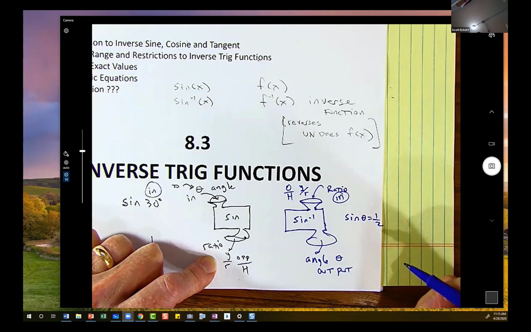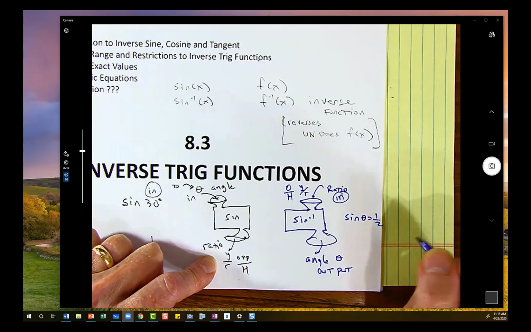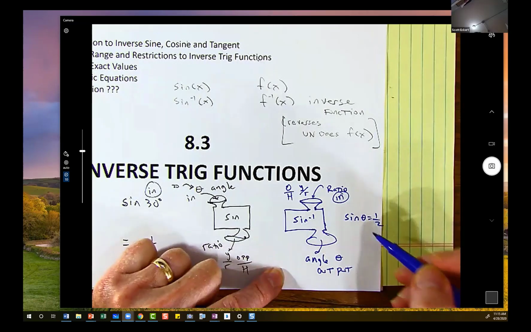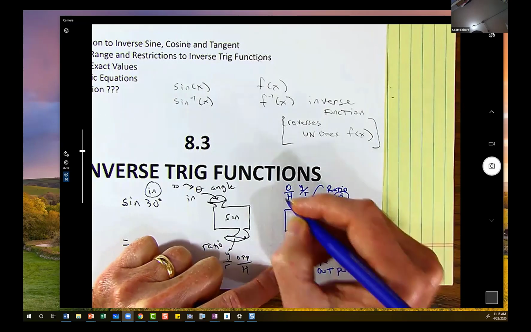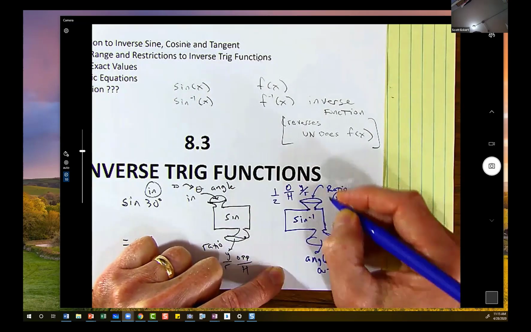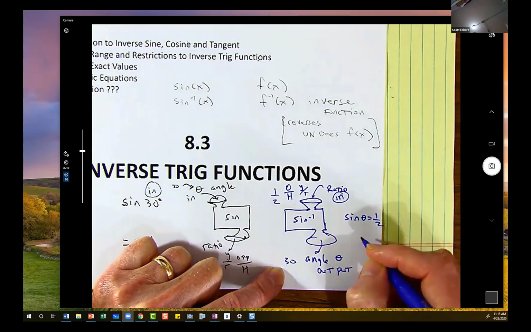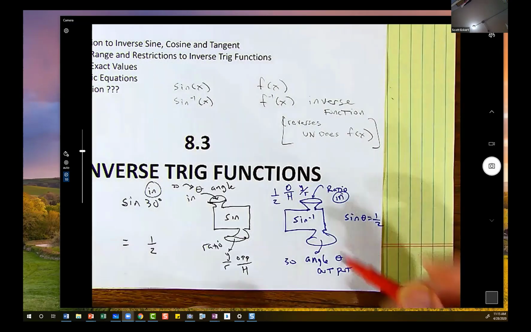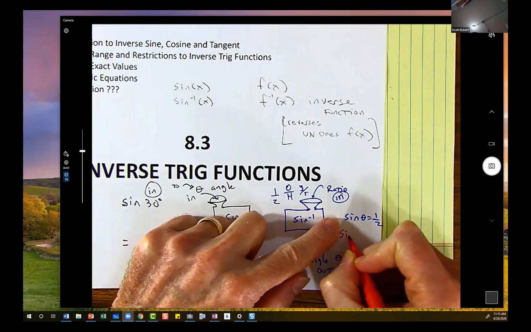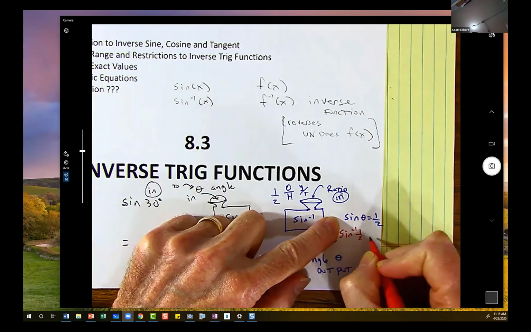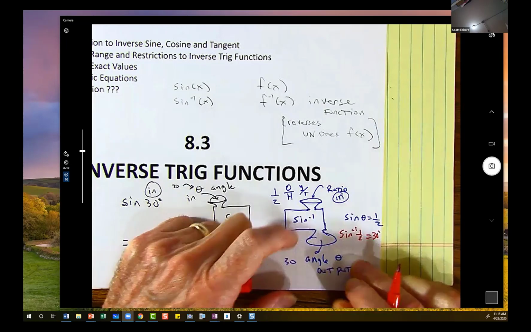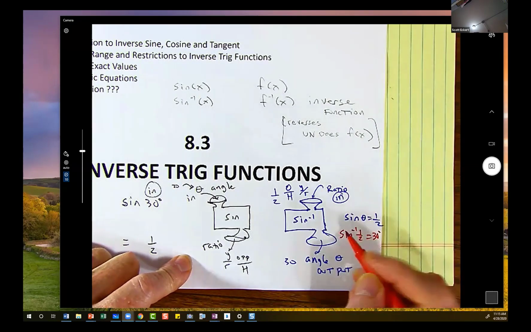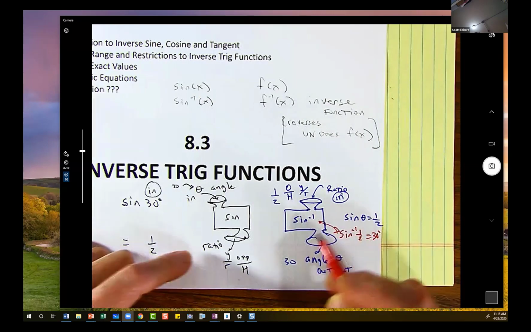Say that again. It got cut off. 30? Did you say 30? Yeah. Oh, good. That's right. So we're just thinking backwards. If 1/2 is our ratio, 30 comes out. So that would be like saying the sine inverse of 1/2 equals 30 degrees. So that's what we're studying today, this inverse trig function.